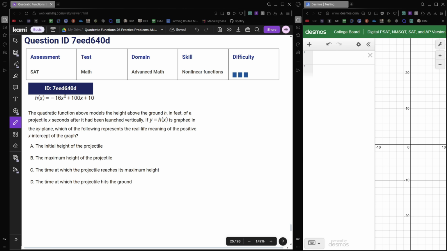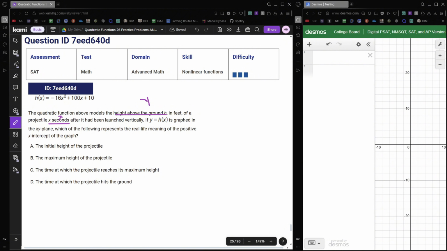Question number 25. The quadratic function above models the height above the ground, h, in feet, of a projectile x seconds after it had been launched vertically. So here, the height above the ground, h, is going to be the y value, and x seconds after it had been launched will be our x value. If y equals h of x is graphed in the xy plane, which of the following represents the real-life meaning of the positive x-intercept of the graph?